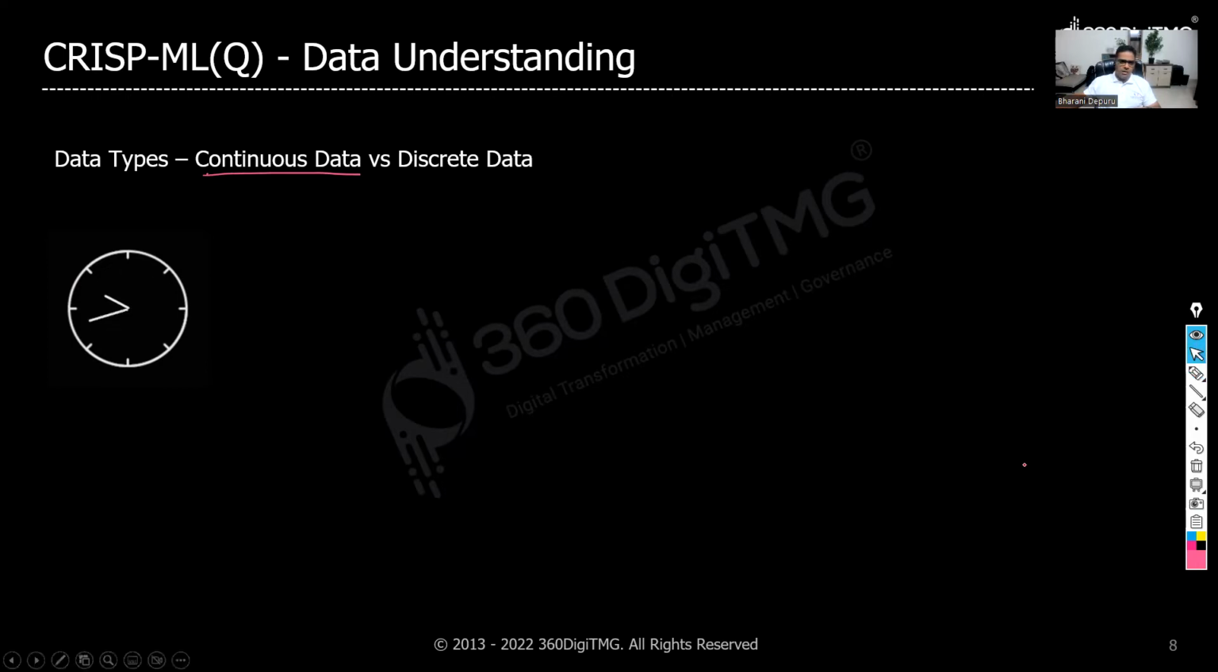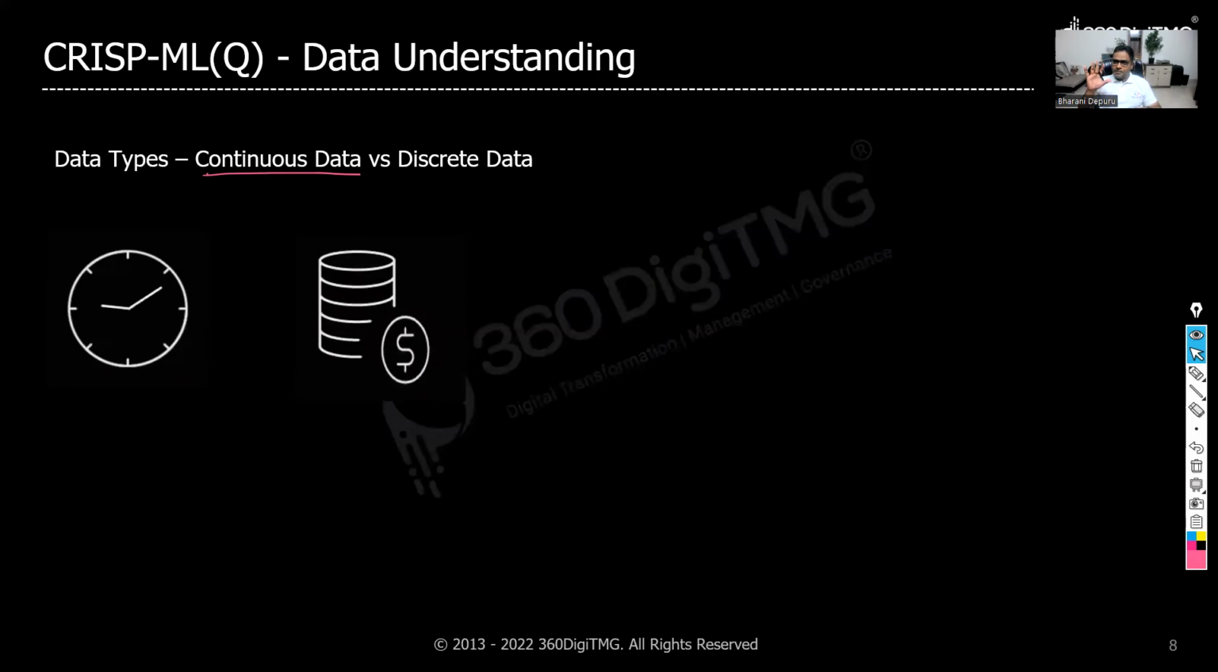So let's first understand continuous data. Any data which can be represented using a decimal format would be called continuous data.